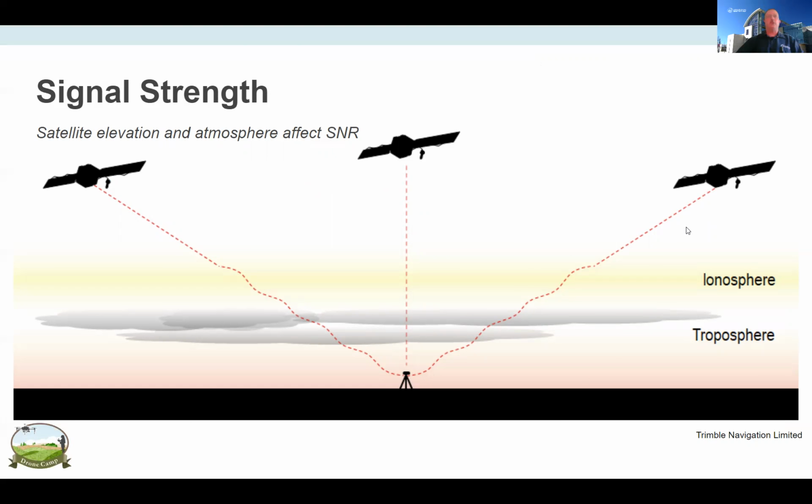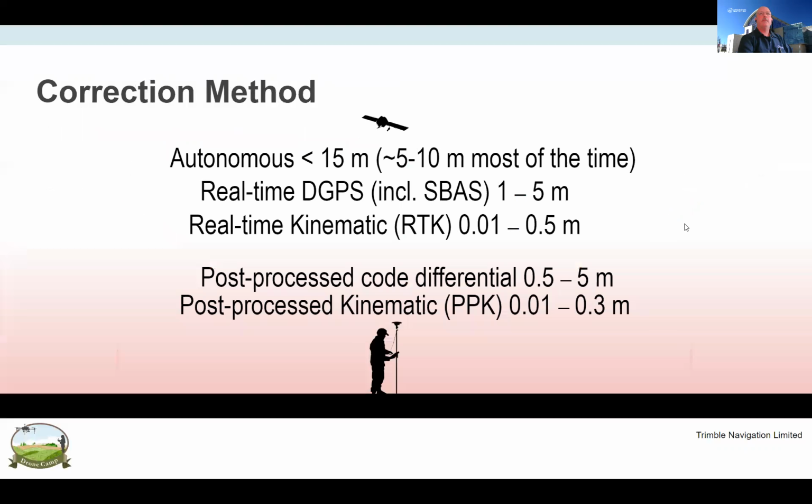It's worth mentioning that where the satellites are in the sky is also going to be a factor in how good the signal to noise ratio, or the quality of the signal from the satellites. Satellites that are lower on the horizon are going to go through more of the ionosphere and troposphere, and so they're going to be affected more by those sources of error.